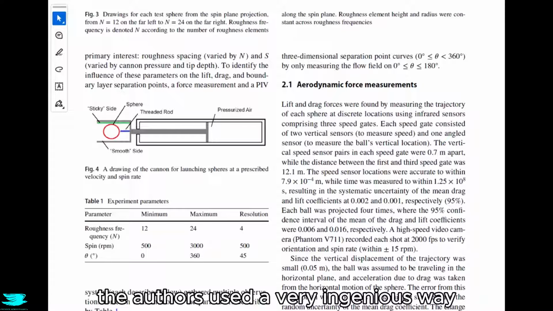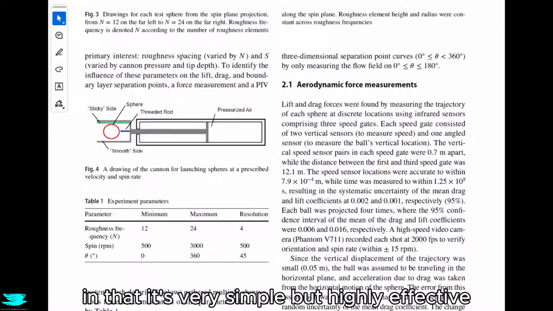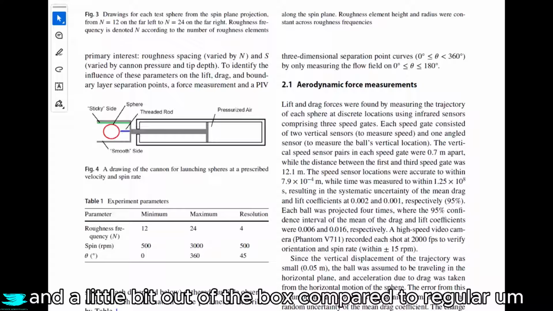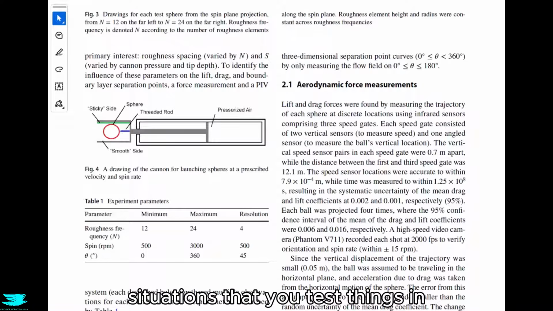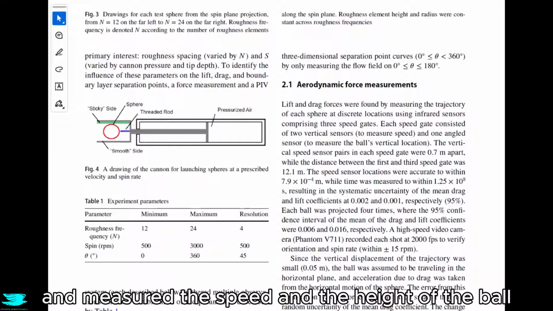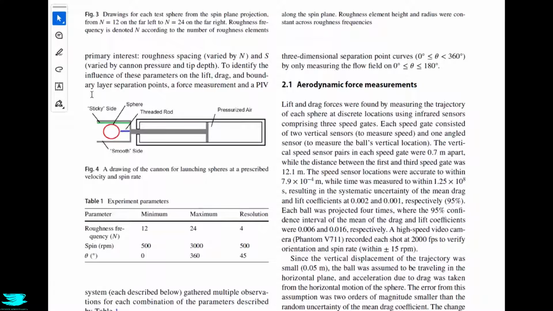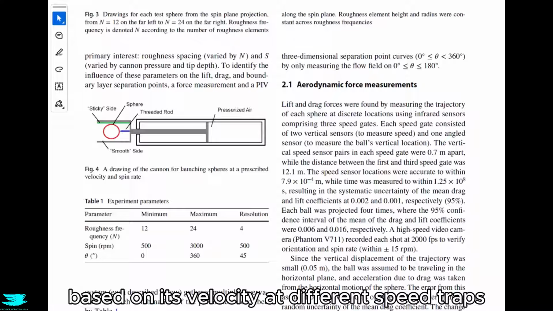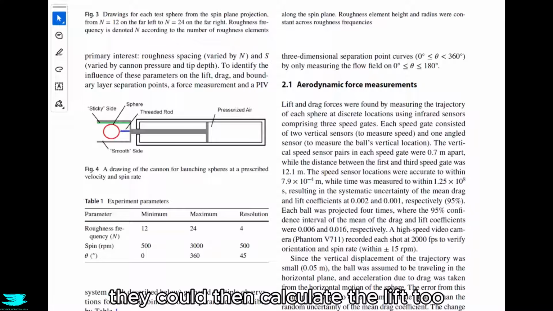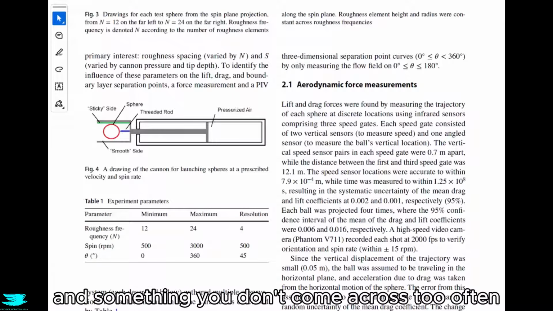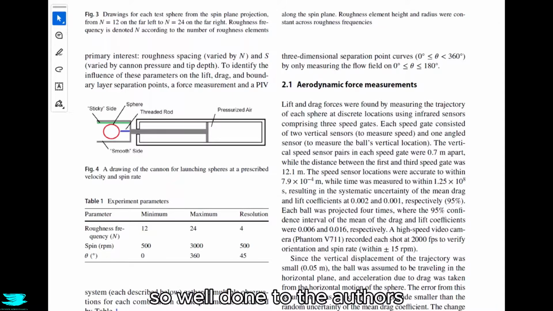The authors used a very ingenious way in that it's very simple but highly effective and a little bit out of the box compared to regular situations that you test things in. They used basic physics equations to find these properties. So they literally just set up speed traps at regular distances and measured the speed and the height of the ball at different points through its flight. From that, they could then calculate what the drag was on the ball based on its velocity at different speed traps. And from the height of the ball, they could then calculate the lift too. And this is a really clever way and something you don't come across too often. So well done to the authors for coming up with a really good, out-of-the-box method for actually finding the lift and drag on the ball in real life.